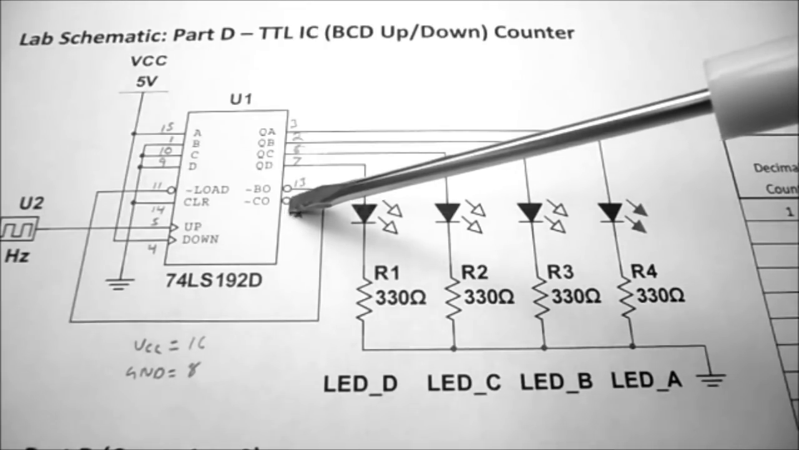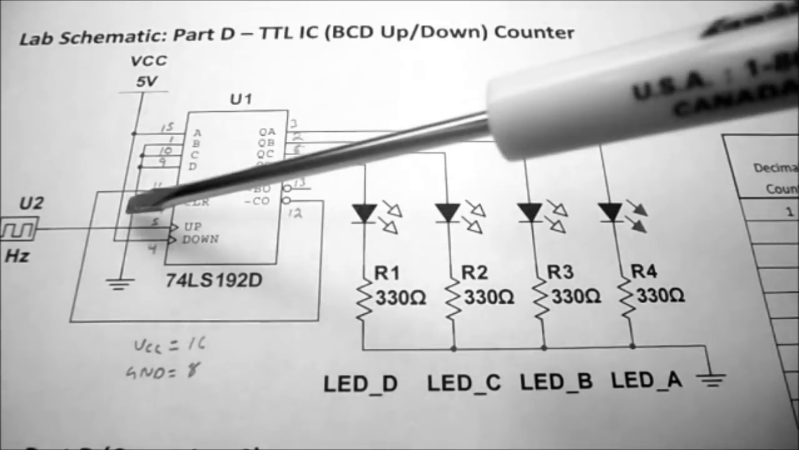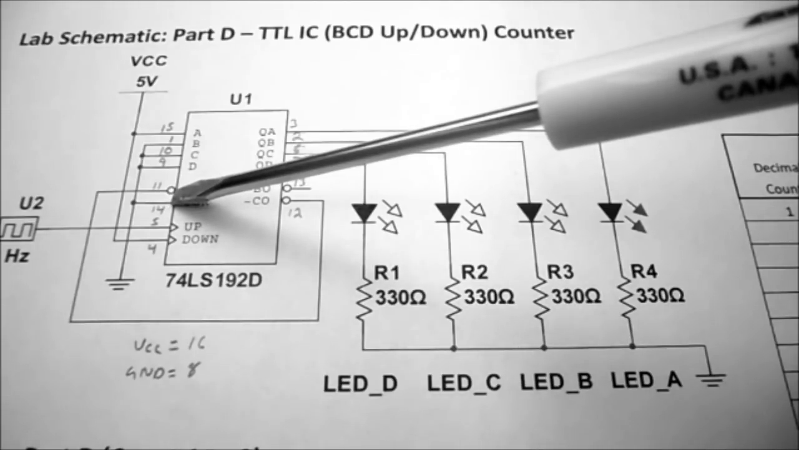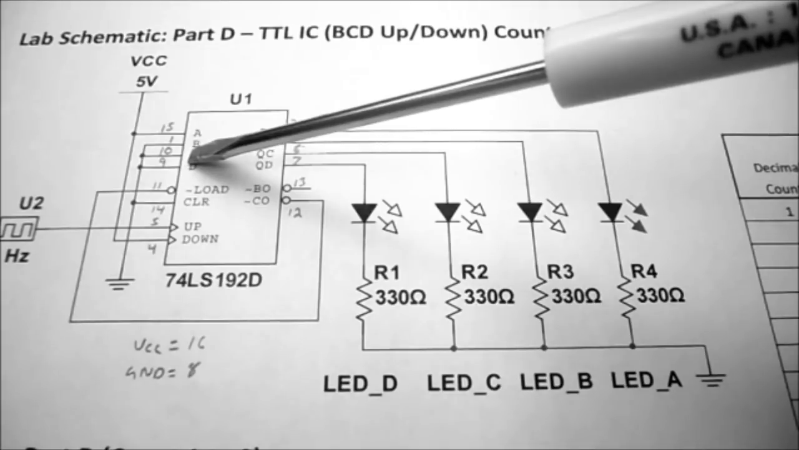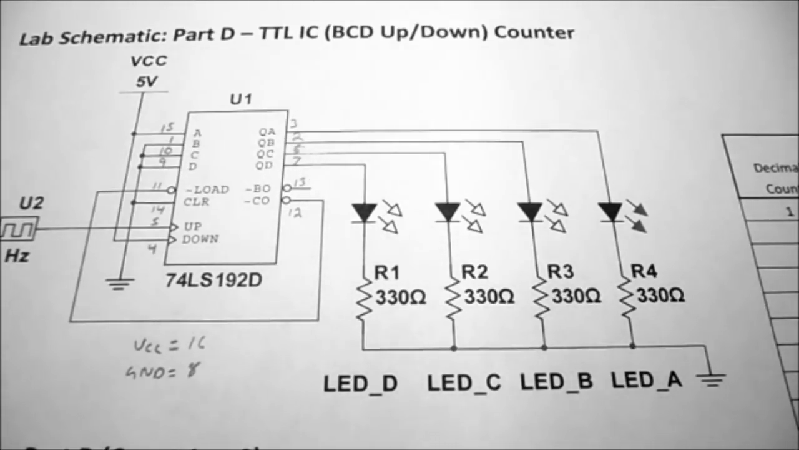So our carry out is going to be active low. Our load is active low. So when it reaches 9, it should go back to 1. So this counter should count from 1 to 9.